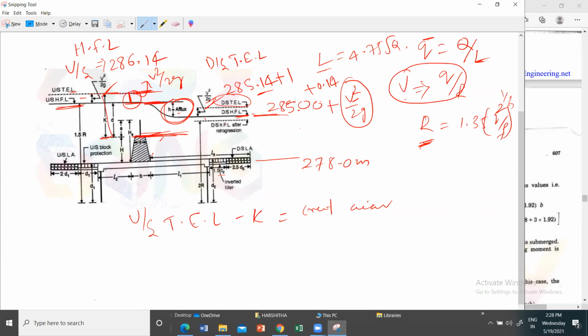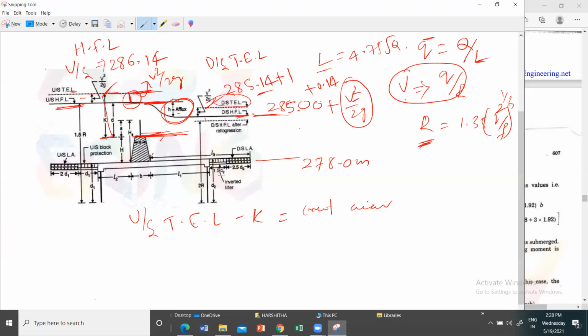That's what we are doing here. So with the K value, we are getting this crest level, upstream side total energy line minus K, as 282.58 meters. So this level is 282.58 meters.